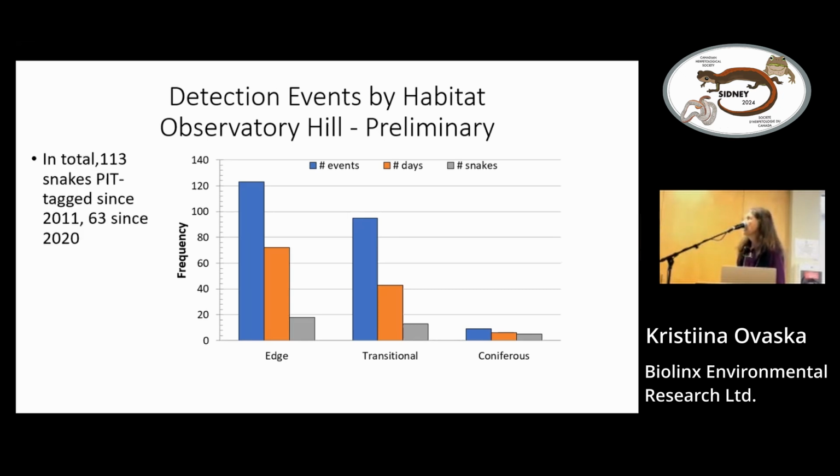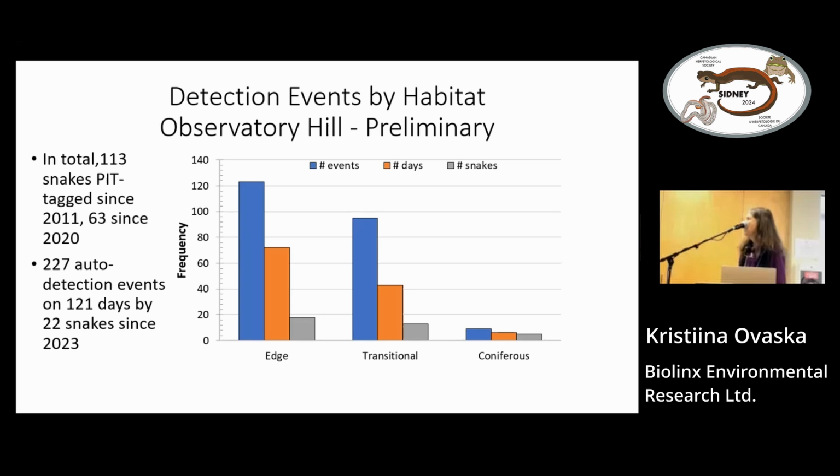So in total, we have 113 snakes tagged since 2011, 26 since 2020. So those, at least, are still around. And we have 227 auto detection events on 121 snake days by 22 snakes since 2023. So this is really encouraging because we're just putting these loops into natural habitat, we're not using ACOs on them. We have another system with ACOs on top.